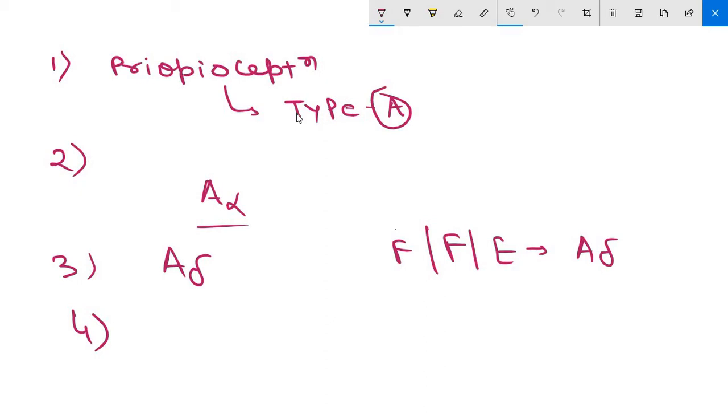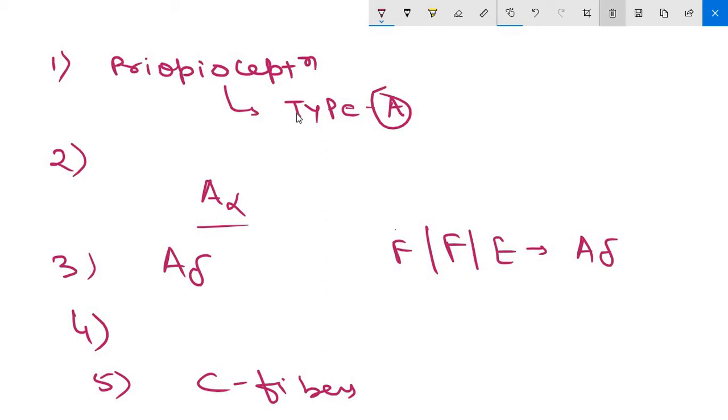The fifth question is: nerve conduction is slowest in. The options are C fibers, A alpha fibers, A beta fibers, A delta fibers. Which of the following has the slowest nerve conduction rate? The answer will be C fibers, because I have told that these are non-myelinated fibers, so the conduction speed is slowest in these fibers.